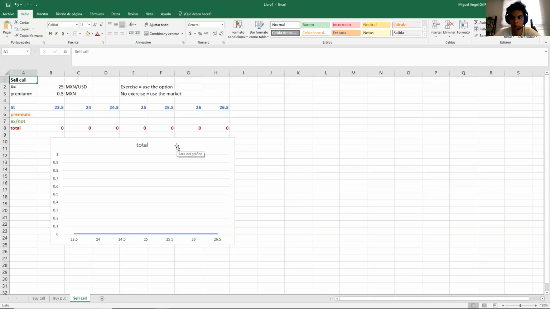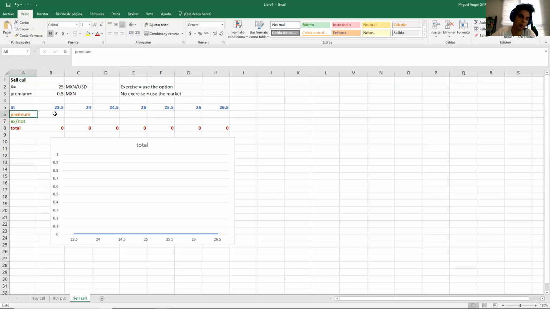Let's go step by step. I hope it gets clear. So in the first part, the first line, it's going to be the same. Why? Because we have the same strike and we have the same premium. So as always, put the strike in the middle and then move to the right or to the left, the premium.